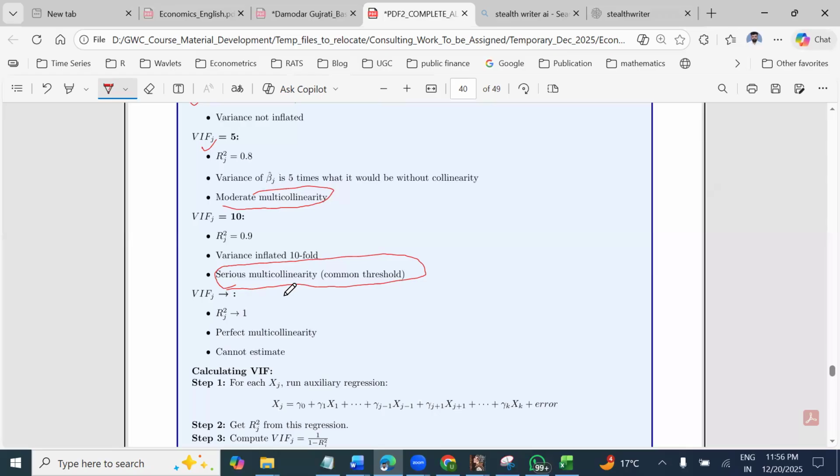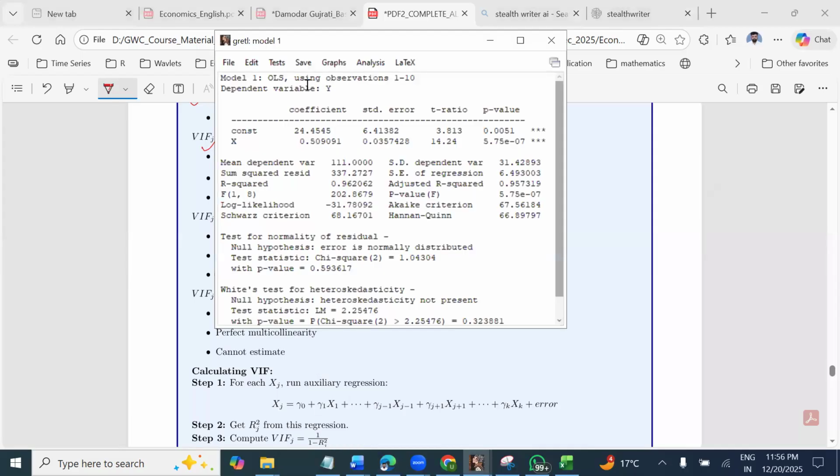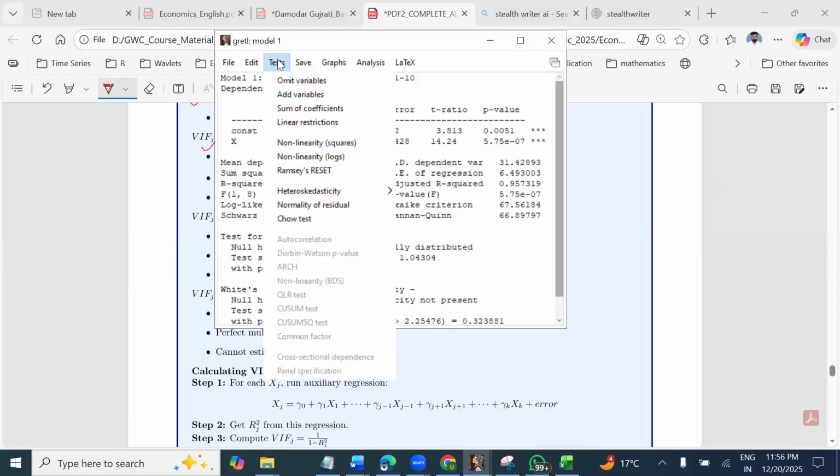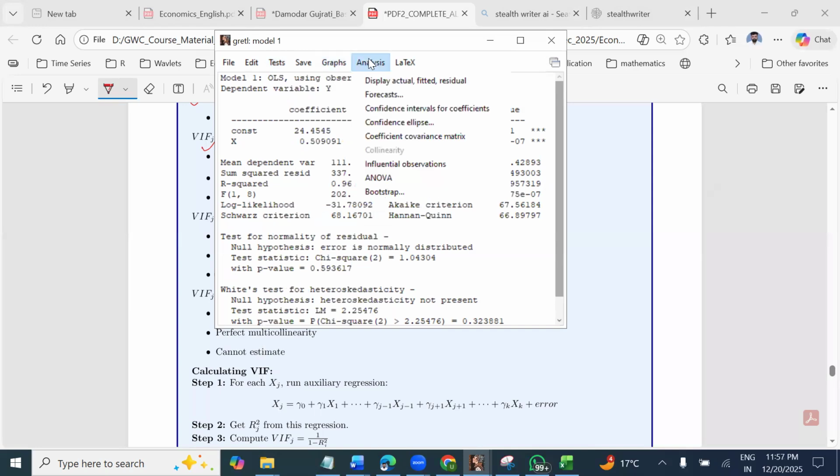if VIF is not calculated, suppose for example, let me check in this regression model. How will we check the multicollinearity? Is there any test which is directly given over here? There is no test. The multicollinearity test is not present.